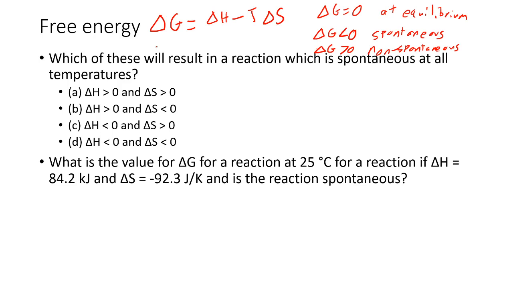Now, let's answer some questions with that. If you haven't tried these yet, try the 2 questions I have on the screen, and we'll go over them in just a second. Okay. First question, which of these will result in a reaction which is spontaneous? So let's consider the equation we had. All right. That delta G was equal to delta H minus T delta S.